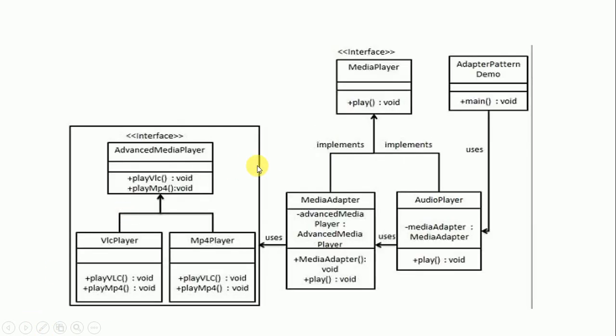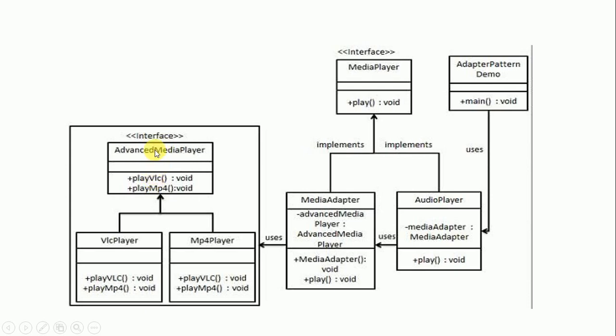For example, in this UML diagram, we have two interfaces called media player and advanced media player. Initially we suppose that this media player is only able to play MP3 files, and this advanced media player is only able to play MP4 and VLC player files.